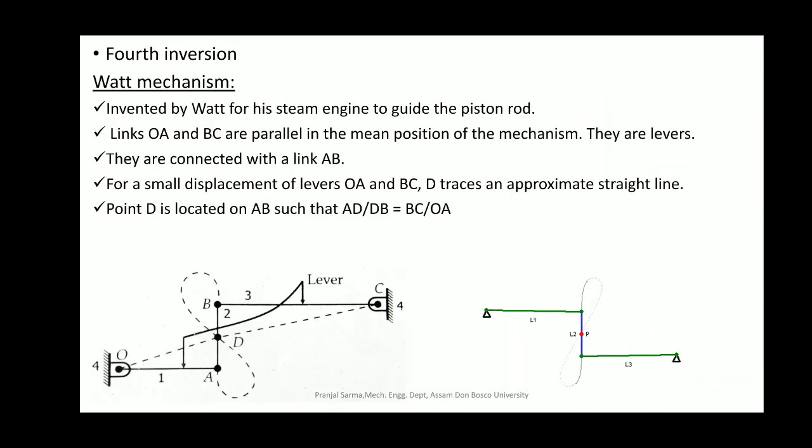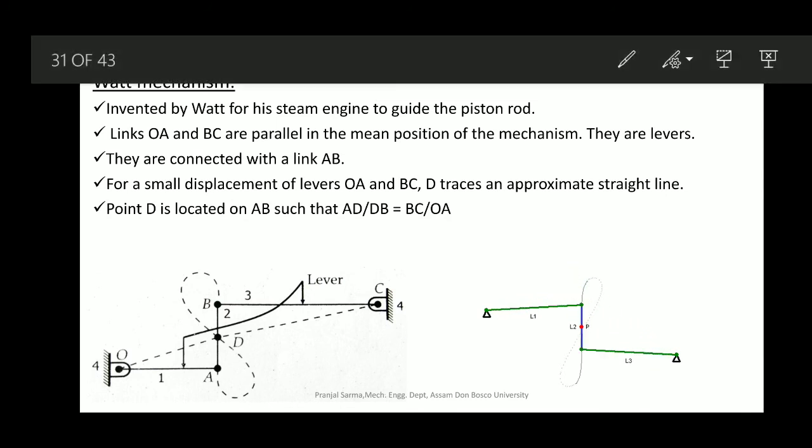Next, the fourth inversion and the last inversion of this chain, and this is the Watt mechanism. It was invented by James Watt for use in his steam engine, for guiding the piston rod. He wanted the piston rod to move in a straight line manner. With various trial and error and experimentation, he found this particular mechanism, so it is named after him.